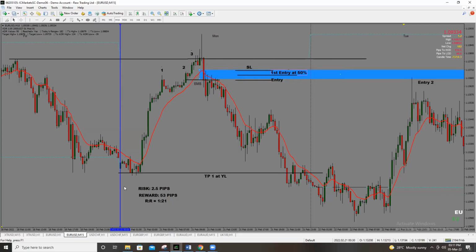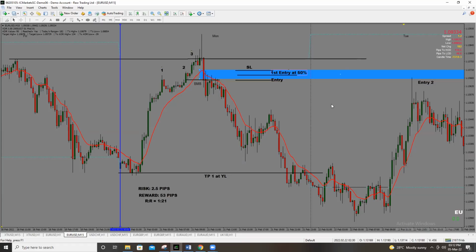Where is your take profit? You can take it from yesterday's low, the previous day low. You get your first TP, or you can actually push it to the end of the day or the low of that day, and you're good to go. In this case here, you're risking 2.5 pips. Your reward is 53 pips, meaning your risk reward ratio is 1:21. That's why I'm saying this strategy is really awesome if you can follow the rules.